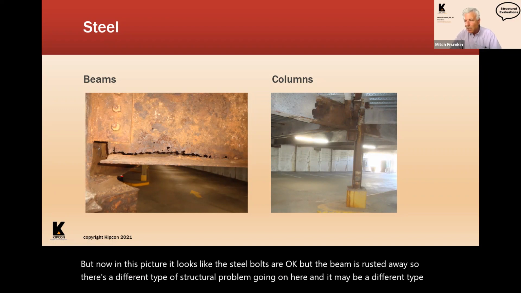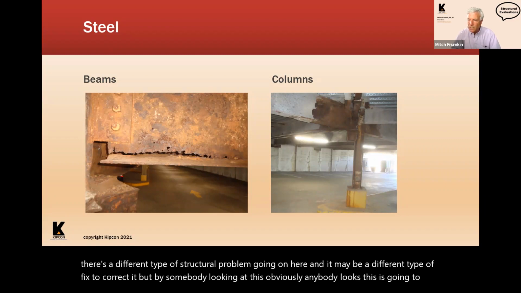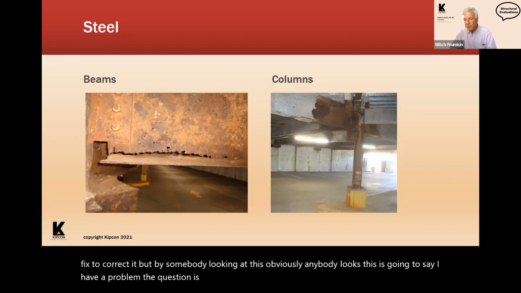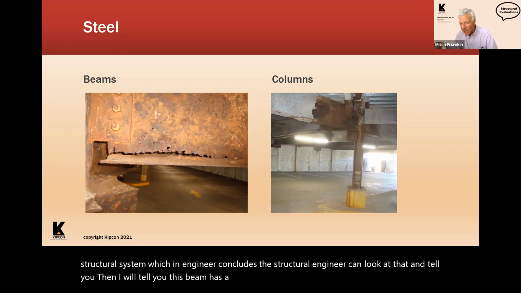But anybody who looks at this is going to say you have a problem. The question is, what is the impact of that problem on the structure and the structural system, which a structural engineer can look at and tell you. And I will tell you, this beam has a big problem. We're in the process of replacing it and the connection. So this is a big problem.